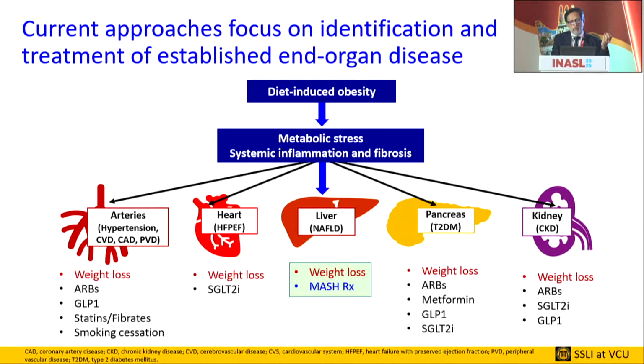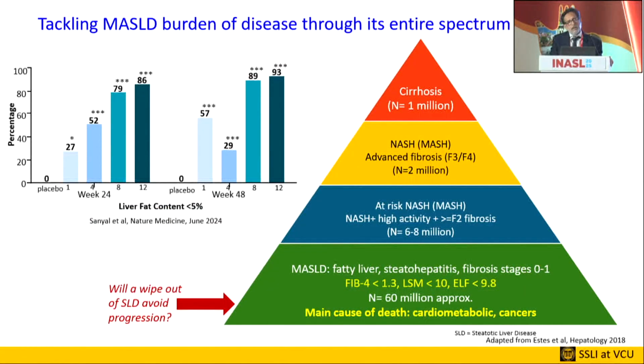And so our current approaches are listed over here for the different end organ diseases, but you'll see something that is common across the board is weight loss. And I'll start that over there as our starting point for conversation today. So most people and all of the guidelines from the liver societies focus on people who have started scarring down their liver because they are at greater risk of liver-related outcomes.